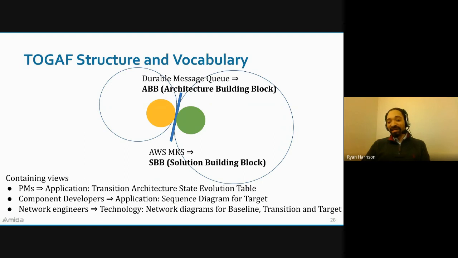And then I might have selected MKS. So I'm going to do a solution building block off of that with some sequence diagrams specific to MKS. And I can have views that I can pull basically right out of TOGAF, the templates, for the various stakeholders that I might need, the PMs, the component developers, and the network engineers.